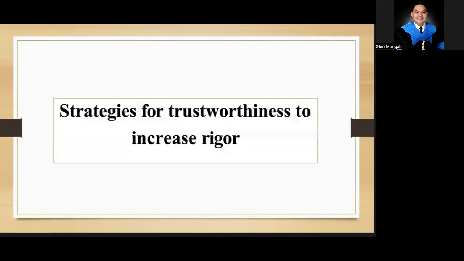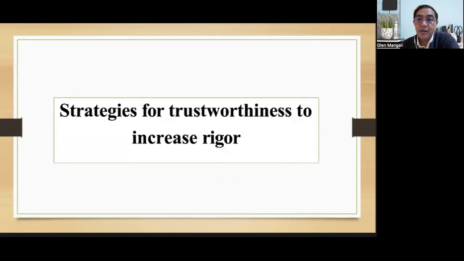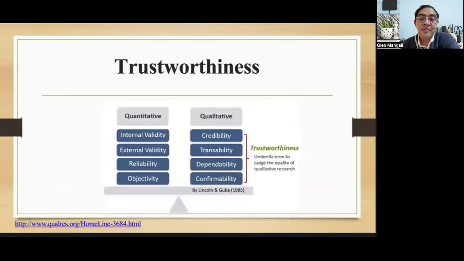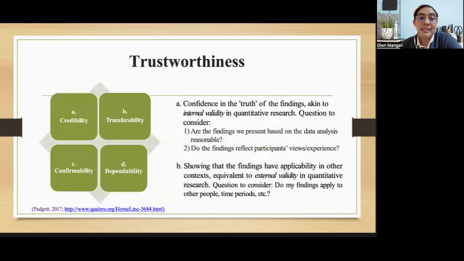So let's proceed to the strategies for trustworthiness of your results. The trustworthiness of qualitative research would include the following. Number one, in quantitative research, you must have internal validity, external validity, reliability, and objectivity. But for qualitative research, you need to include credibility, transferability, dependability, and confirmability. So what does that mean?